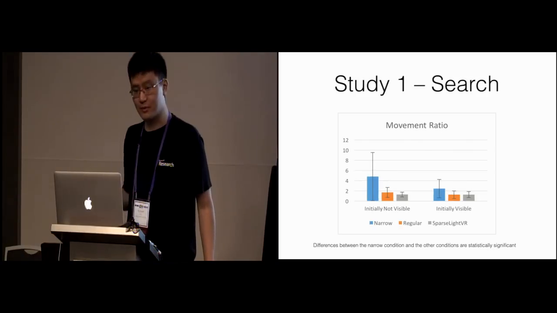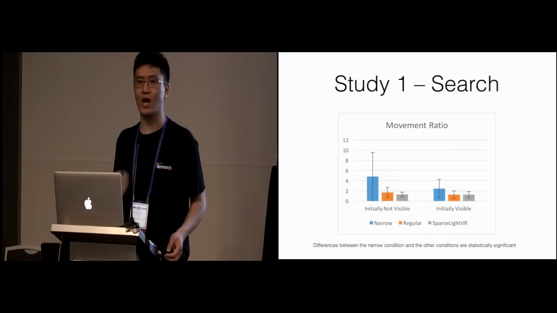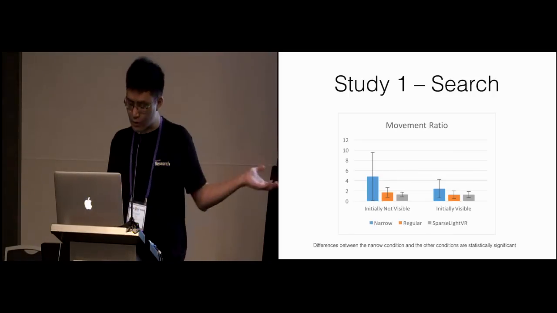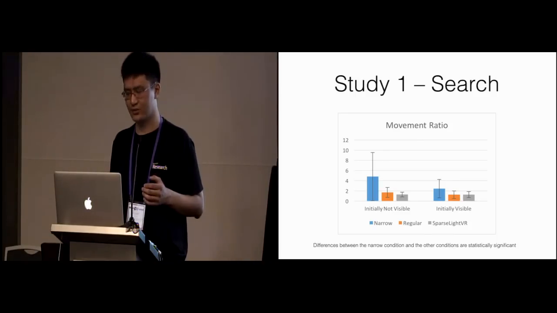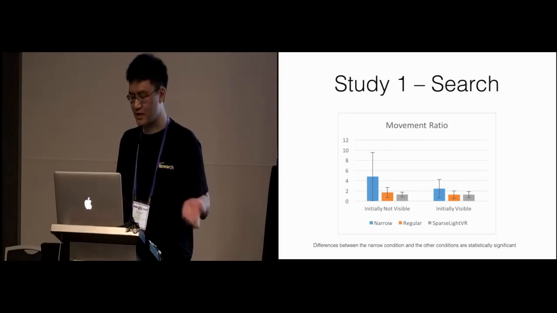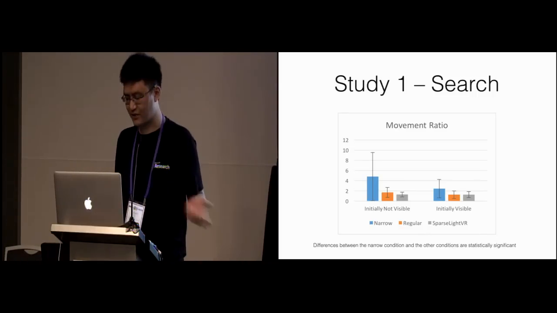We also measured movement ratio, which compares how much the user moved their head compared with a theoretically optimal path. So here, lower ratios are actually better. This metric measures basically the search overhead, how much the user had to actually hunt around to find the target of interest. For both initially visible and initially invisible targets, the augmented reality condition was significantly worse than the other two.